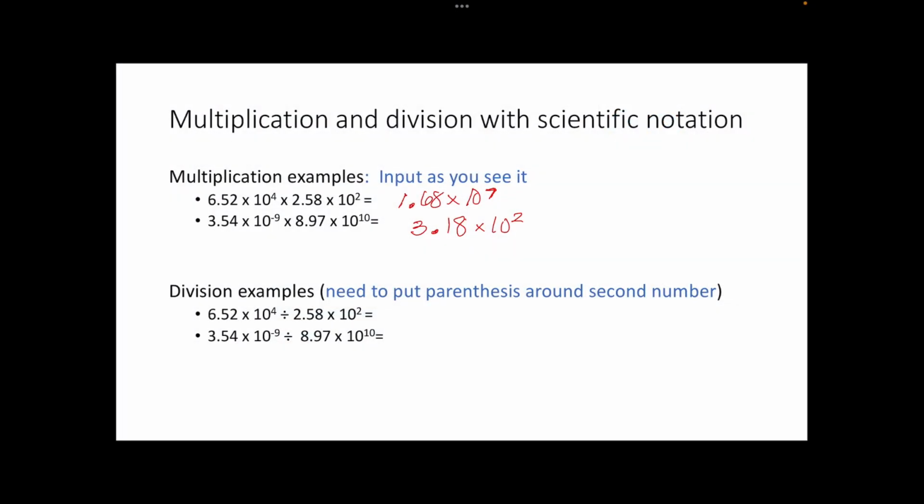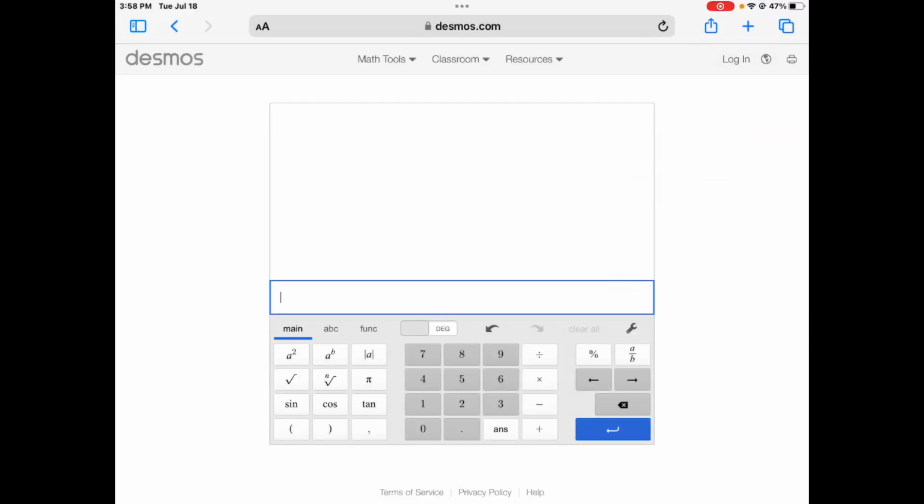Division is different, okay? So division, if you just input it directly into your calculator, it will take the 6.52 times 10 to the fourth, and it'll divide it by 2.58, and then, because of PEMDAS, it'll multiply the entire thing times 10 to the 2. So to get it to divide by the entirety of the second number, you need to put parentheses around the second number. So we would have to put parentheses here and also here, and I will show you guys that in Desmos.